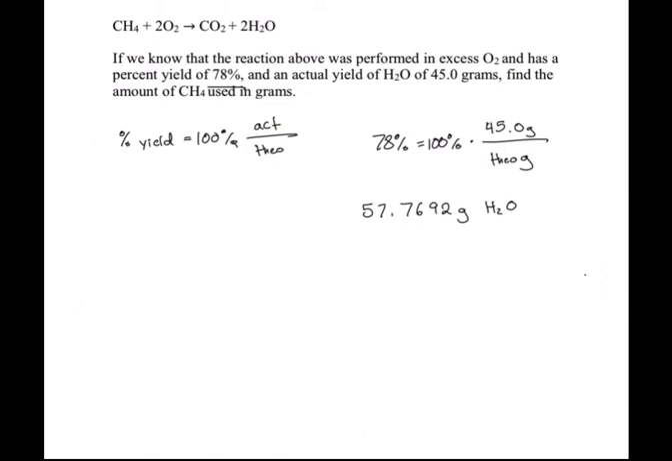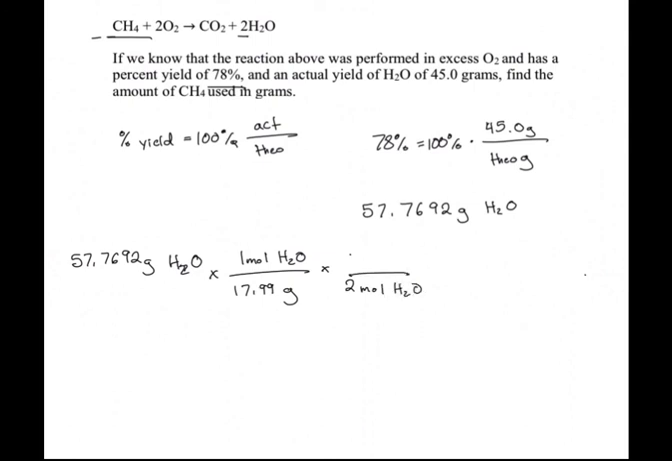Now we're going to take this number, 57.7692 grams of H2O, and we're going to back solve for our CH4. So first, we got to get this into moles. So 1 mole of H2O is 17.99 grams. We're going to use our stoichiometry. So 2 moles of H2O per 1 mole of CH4.